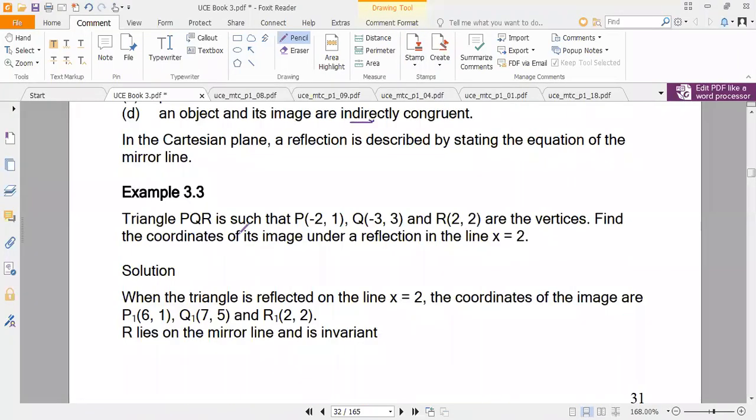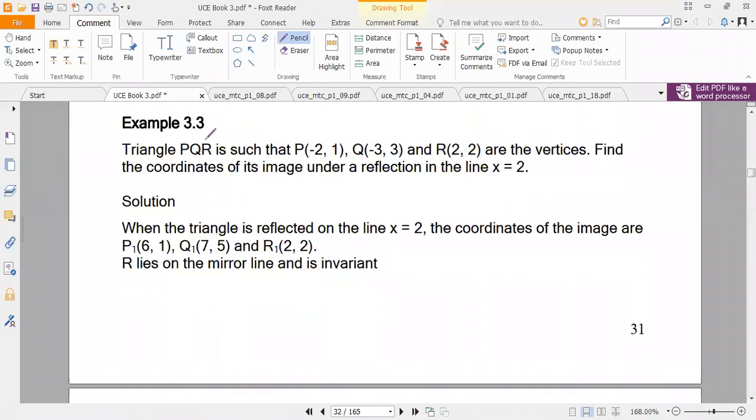Okay, let's look at this in an example. Triangle PQR is such that P has coordinates (-2, 1), Q has coordinates (-3, 3), and R has coordinates (2, 2), the vertices. Find the coordinates of its image under reflection in the line x = 2. So we are going to use the graphical way to show this.